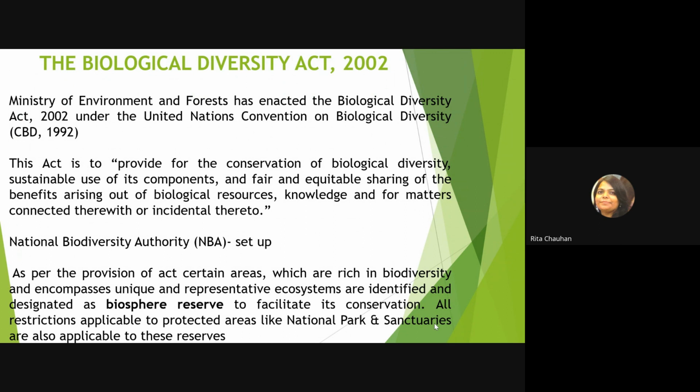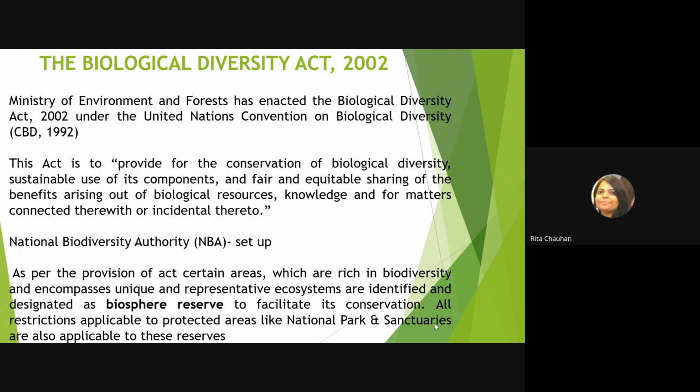The main feature of this act is to conserve biological diversity and sustainable use of its components, and fair and equitable sharing of benefits arising out of biological resources and knowledge, and for matters connected or incidental thereto. It means whatever benefit we are getting from natural resources, from biological resources, we should have equal control over it for all communities. And whenever we are using some biological diversity, we should use it very sustainably without harming its existence in the future as well.